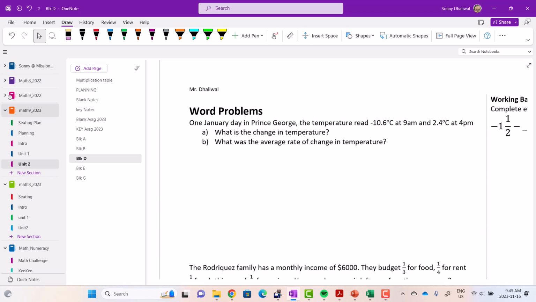Okay. So next question. 1.2. Very important question. You can do a lot of these calculations next year. It says one day in January, Prince George, the temperature was negative 10.6 degrees Celsius at 9 o'clock in the morning. Then at 4 o'clock, it went up to 4 p.m. And the final question is, what is the average rate of change? I'm going to break it down into steps for you guys.